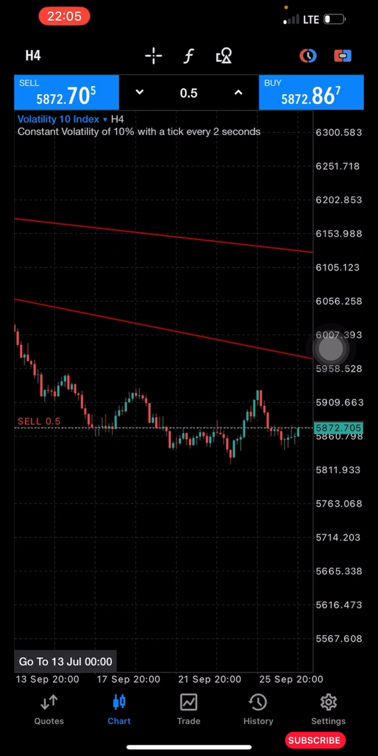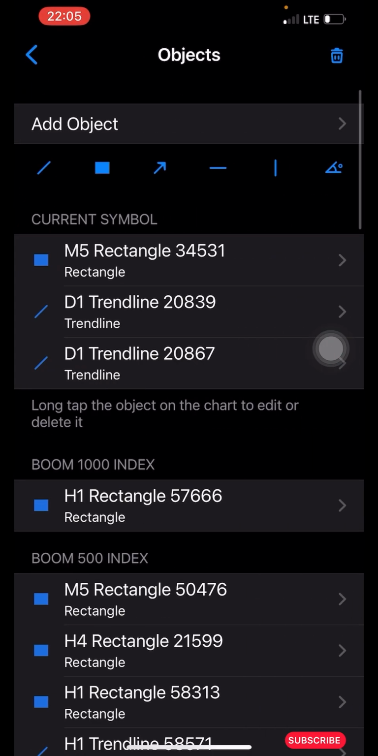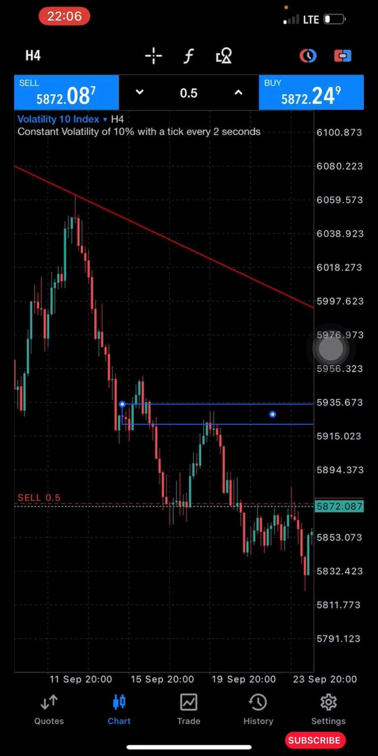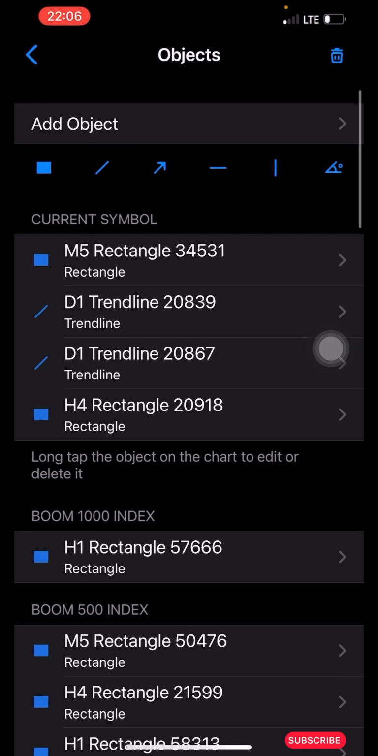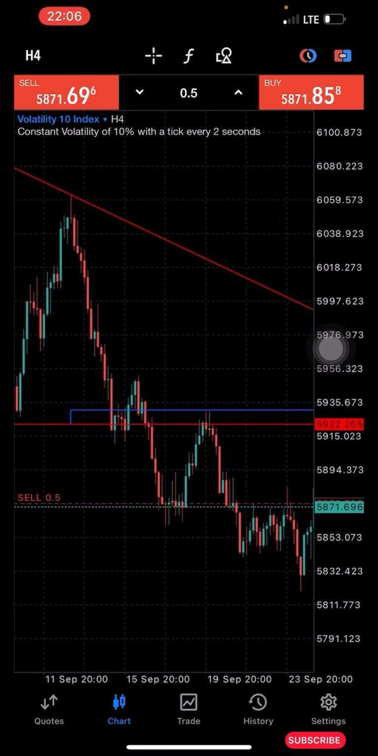Now here on the 4 hour time frame, I'm going to be putting in some support and resistance zones. I can spot a support and resistance zone here, and this has been tested multiple times, so this is a strong support and resistance zone. As you can see, price reversed from here, got to this support level, made a bounce a little bit, broke below it, and made a retest.